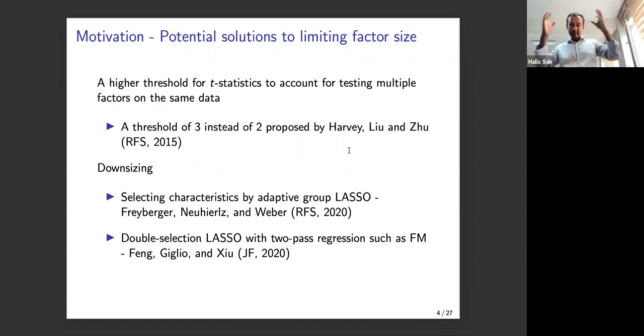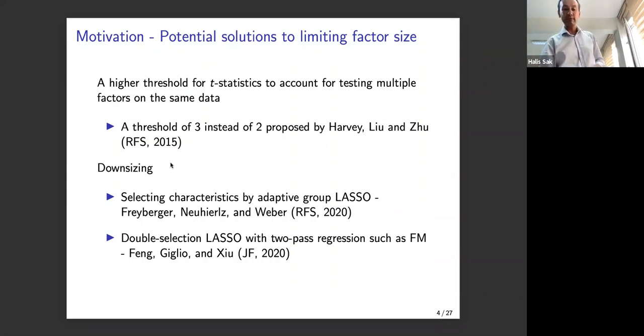But the question is, am I using the same data for all these different factors? Yes, right? So which means it's basically inefficient, isn't it? I just keep trying different factors on the same data. Eventually, I will find something, right? And so what is the suggestion of Harvey et al., the 2015 RFS paper? Instead of using the threshold of 2, what if we use 3? Then most of these anomalies will disappear, okay?